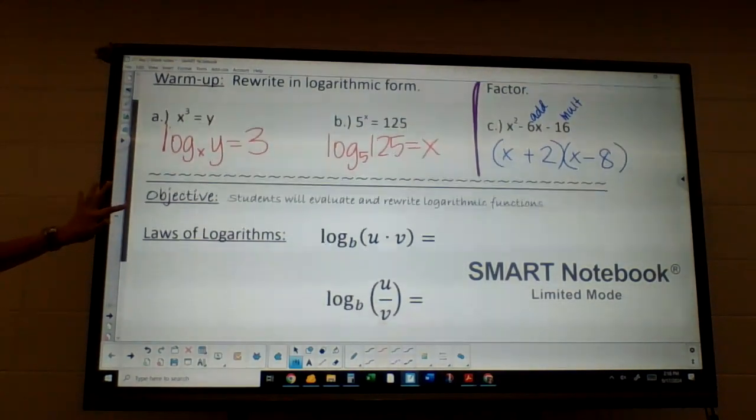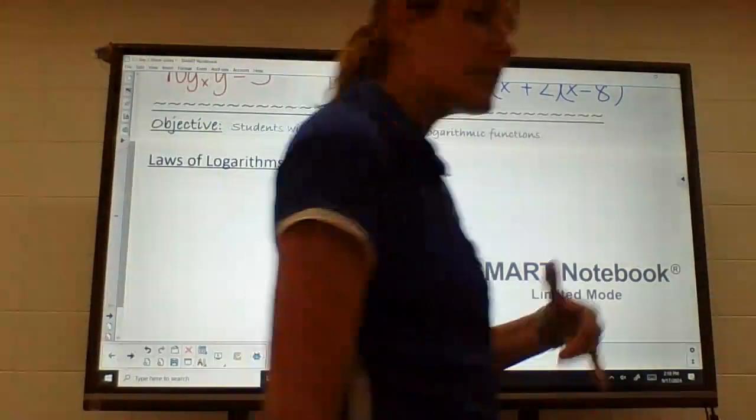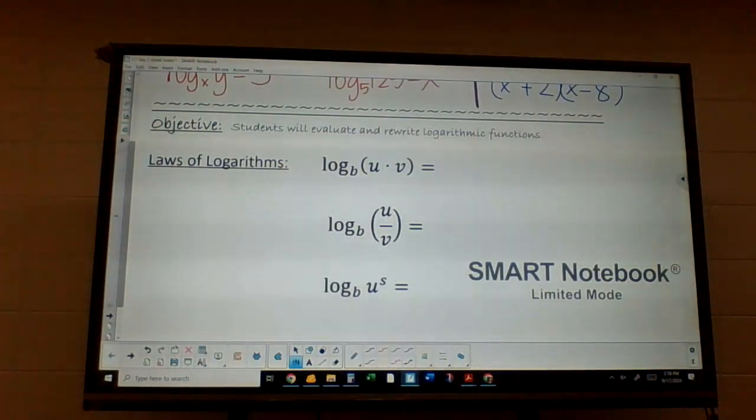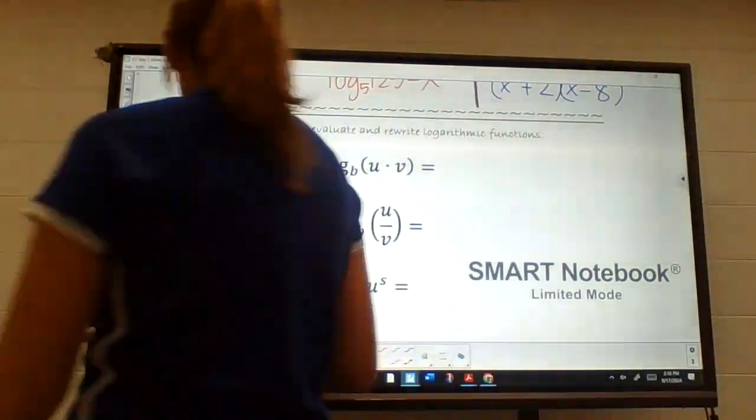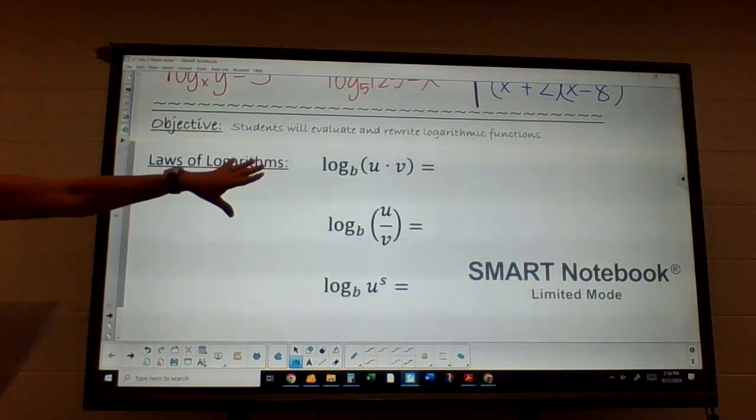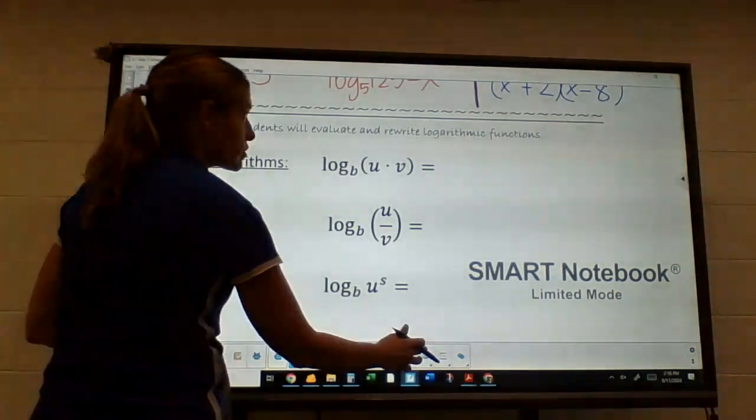Okay? All right, so we're going to learn a few different laws of logarithms. Now the thing is, all of these laws, the way to memorize them is to relate them back to exponents. So this first rule, I'm going to relate it back to multiplying with exponents. So I'll show you guys what I mean.